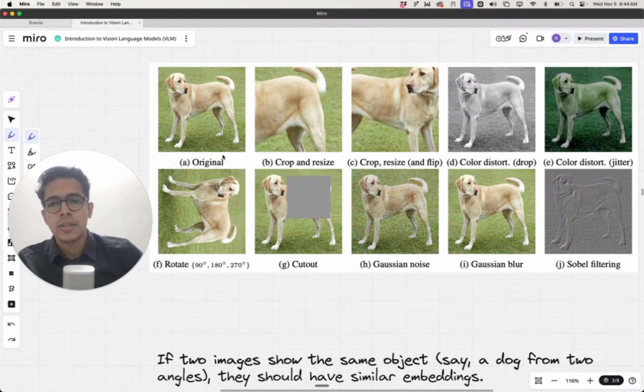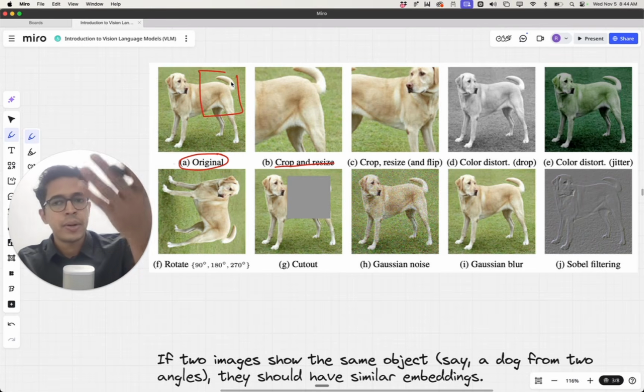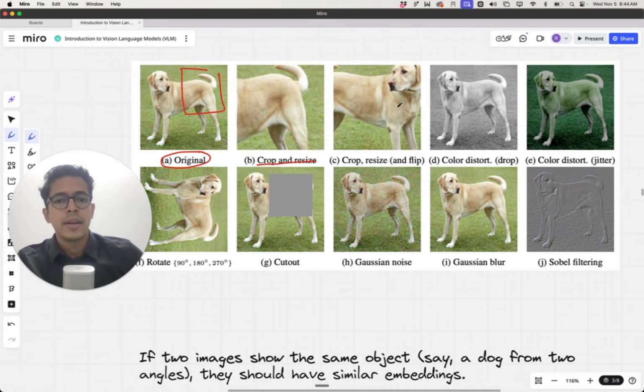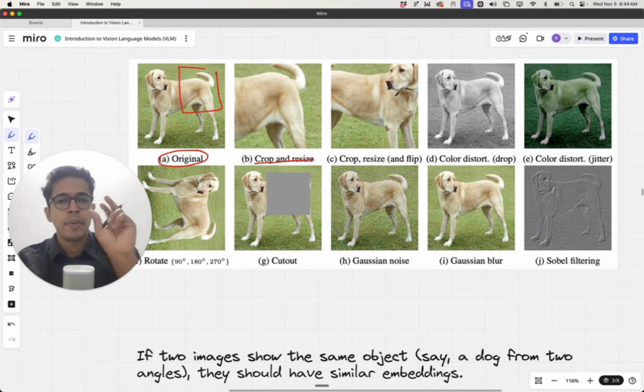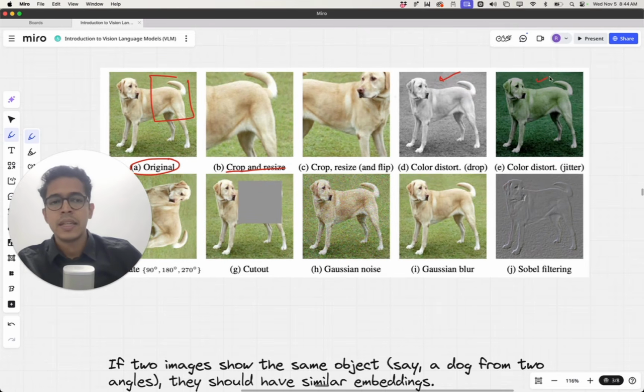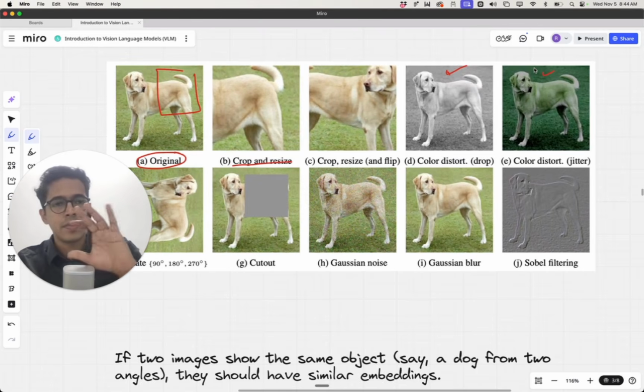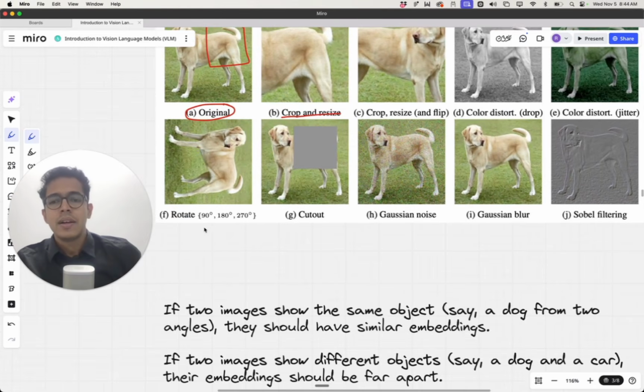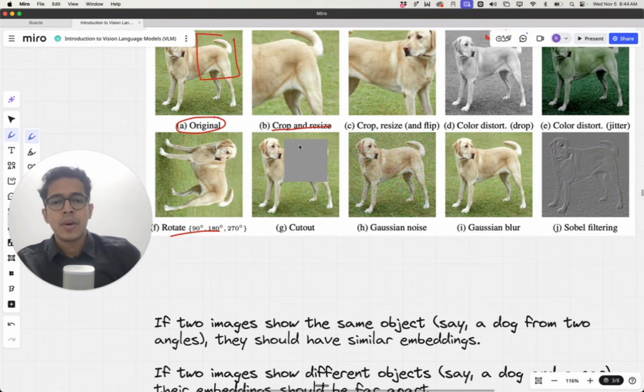So this is the original anchor image, then cropping and resizing. Here you crop out one portion and then zoom in to resize it back to, let's say, 224 by 224 or whatever. Here you are cropping and flipping horizontally. Here you are converting to black and white. Here you are changing the whole color itself. This is a rotation, or you are eliminating some portions by adding an overlay rectangle with a certain color.